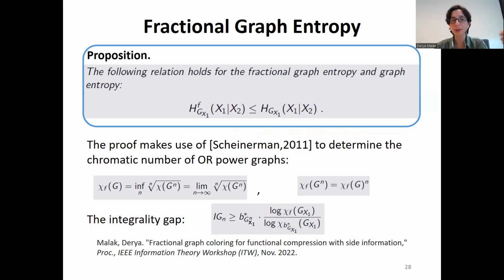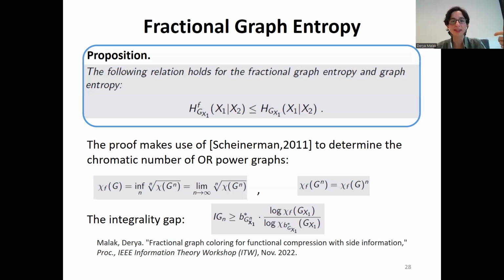Indeed, there are very beautiful relationships between the fractional chromatic number and the chromatic number. G to the n denotes the nth power of this characteristic graph that we build. It is related through this relation. This relation allows us to approximately describe the nth power of the fractional chromatic number and the chromatic number for the nth power of the graph. So this is a very nice relationship.